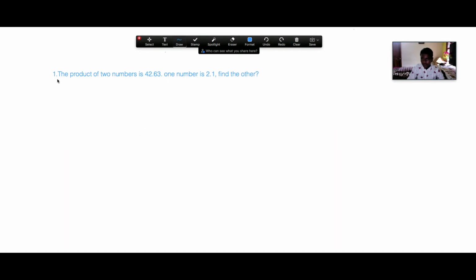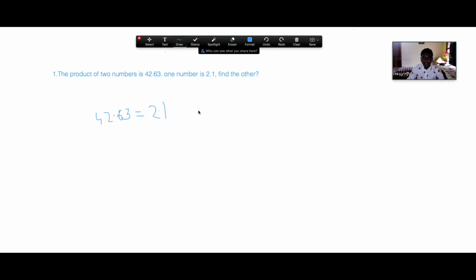Okay friends, number 1. The product of two numbers is 42.63. One number is 2.1. Find the other. Friends, they're saying that the product of two numbers is 42.63, so this is the answer. So we should put it equals to 42.63. So one number is 2.1.